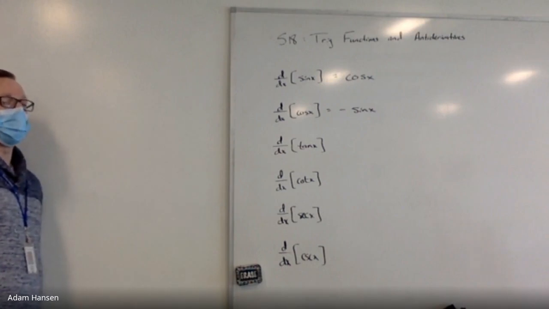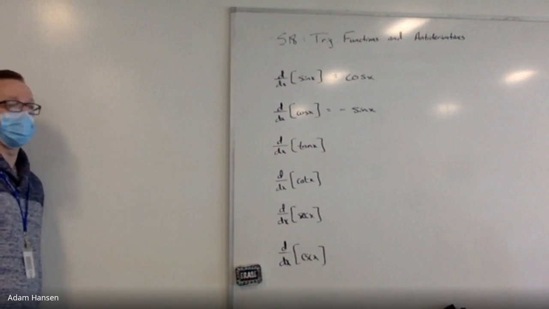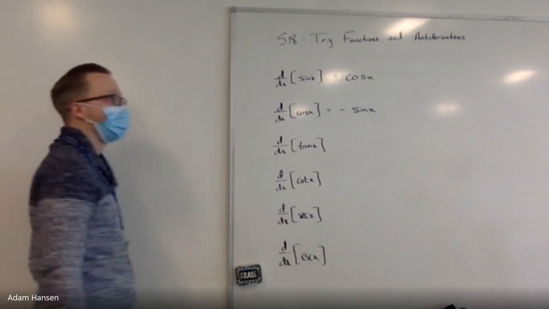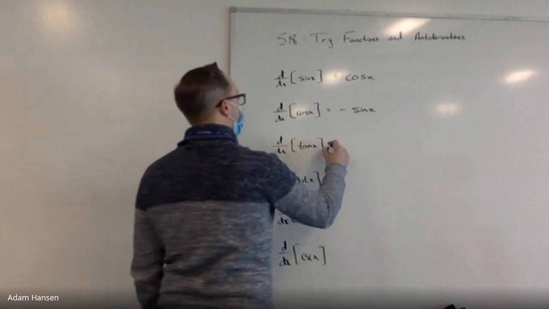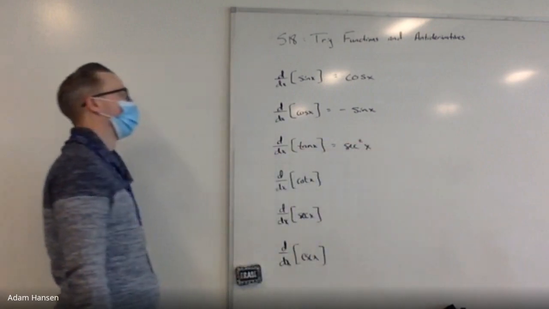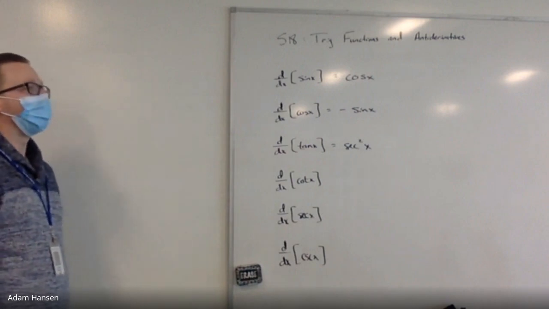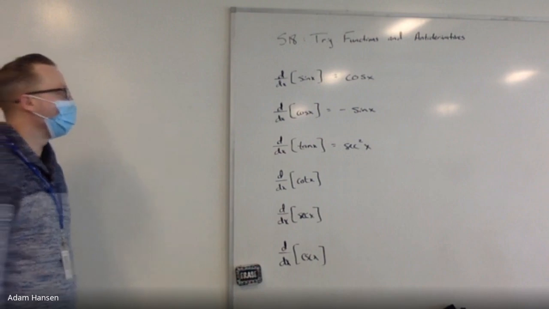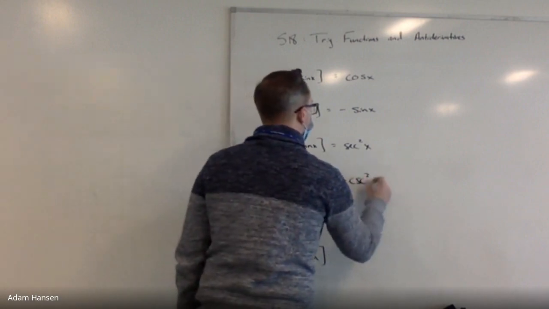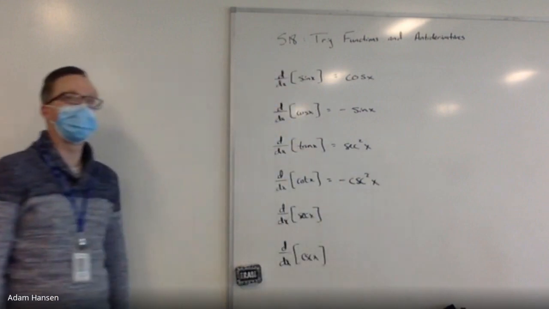You can reference all of this off your formula sheet too. I think it's in the middle of the top portion of your formula sheet, these given derivatives that we've used from first semester. What's the derivative of tangent x? Secant squared x. Cotangent x is very similar, but it's a co-function derivative, so it would be negative cosecant squared x.